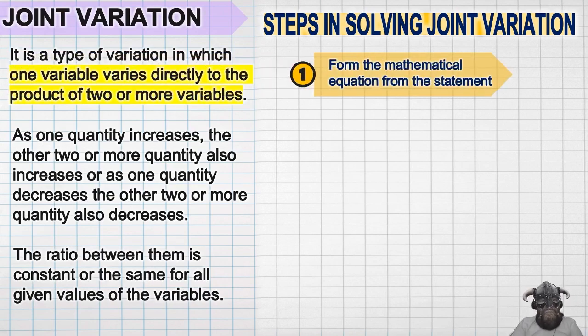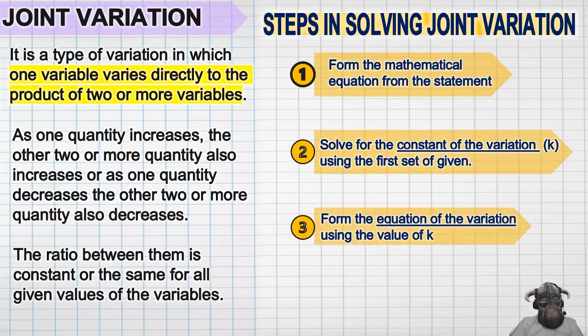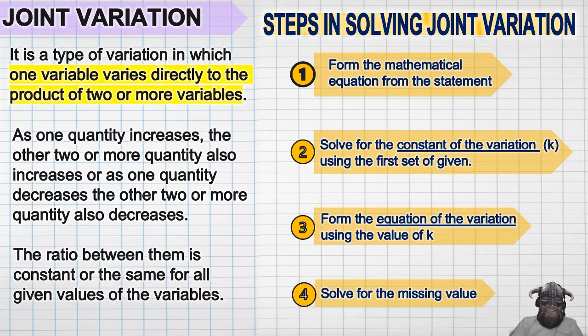First, you have to form the mathematical equation from the given statement. Second, you have to use that mathematical statement at the same time the first set of given to solve for the value of the constant of variation. And through that, you will also use that value of k to have our equation of variation. And last, gamit yung equation of variation na yan, gagamitin natin siya as our working formula in solving for the missing value.